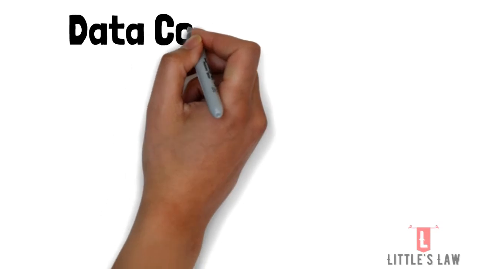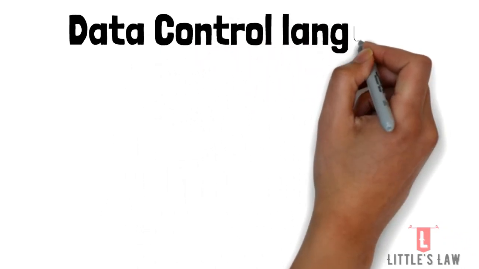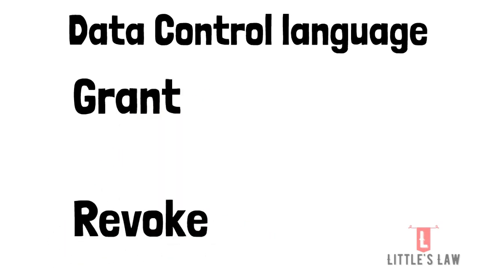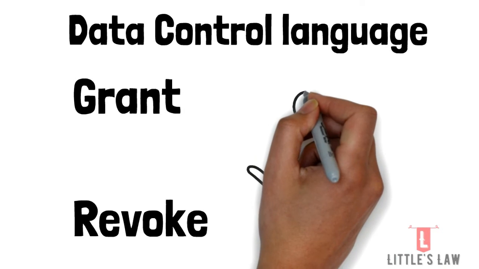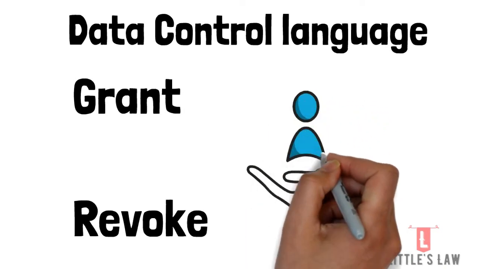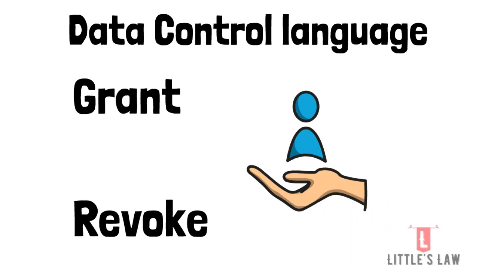And then we have the DCL, which is the data control language, which has grant, which grants privileges to a user, and revoke, which takes back privileges granted to the user. So these are some of the very basic and very important ones. We saw about data definition language, data manipulation language, and data control language.